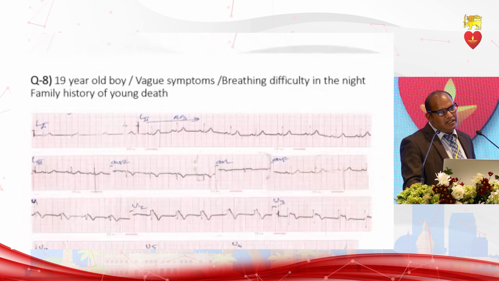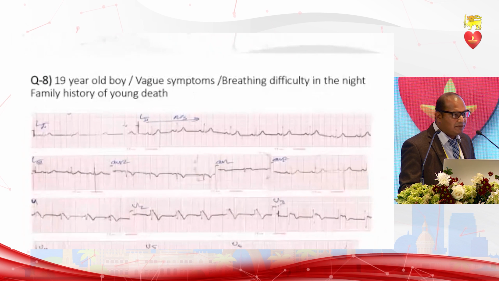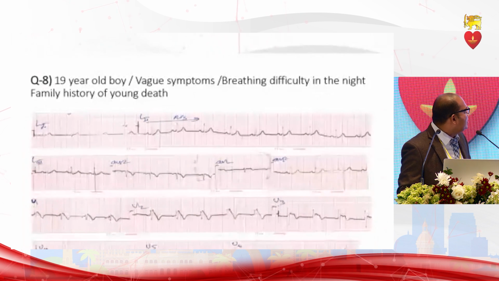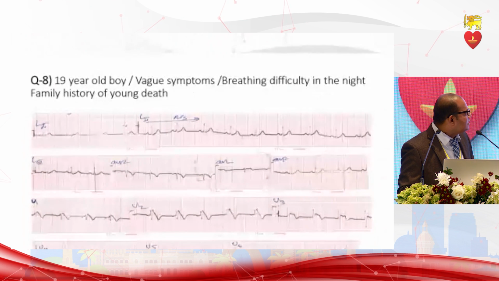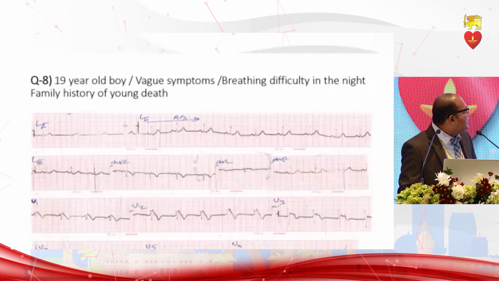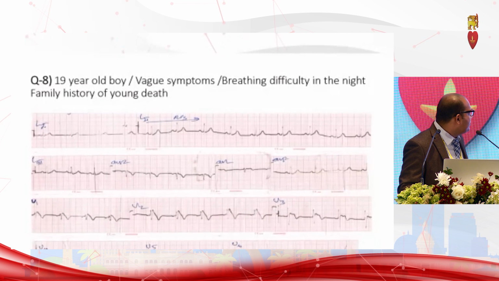Another classic presentation that we see. I'm sure one of you in the audience will know it, and I will pick up straight away. For the benefit of the virtual audience, I will go through the question. A 19-year-old boy presenting with vague symptoms, irritable chest pains, occasional breathing difficulties in the night, and family history of young death. This is the ECG.